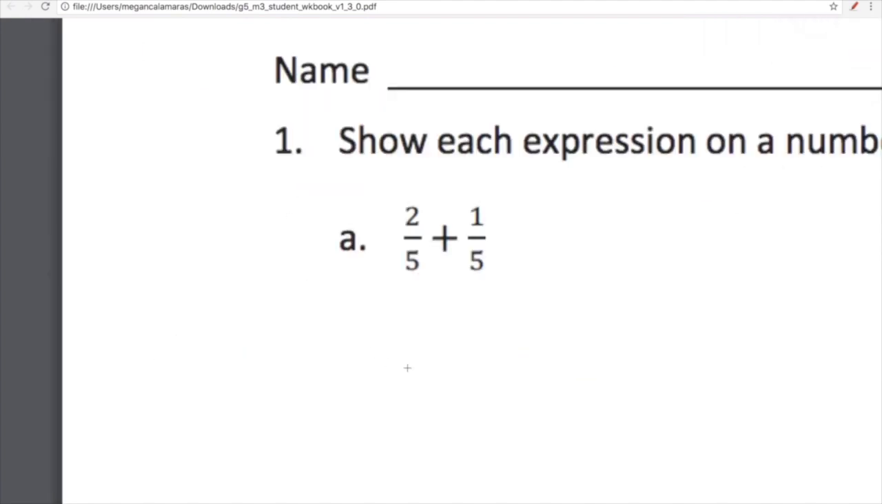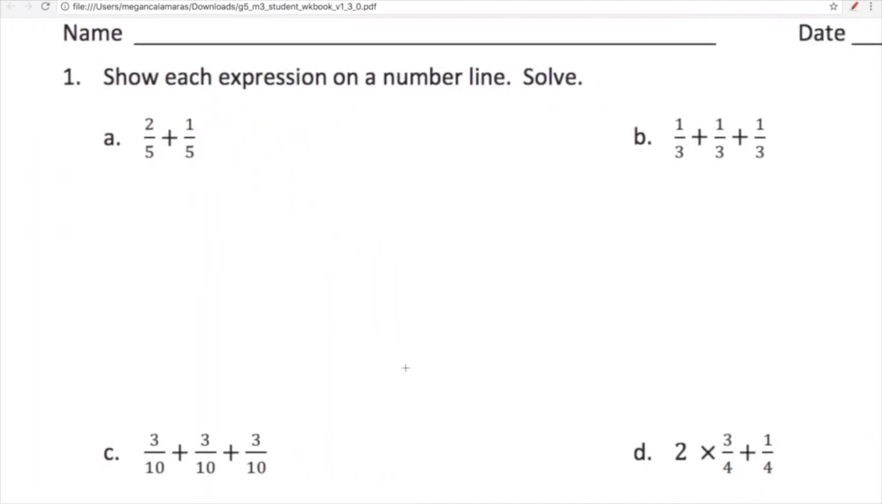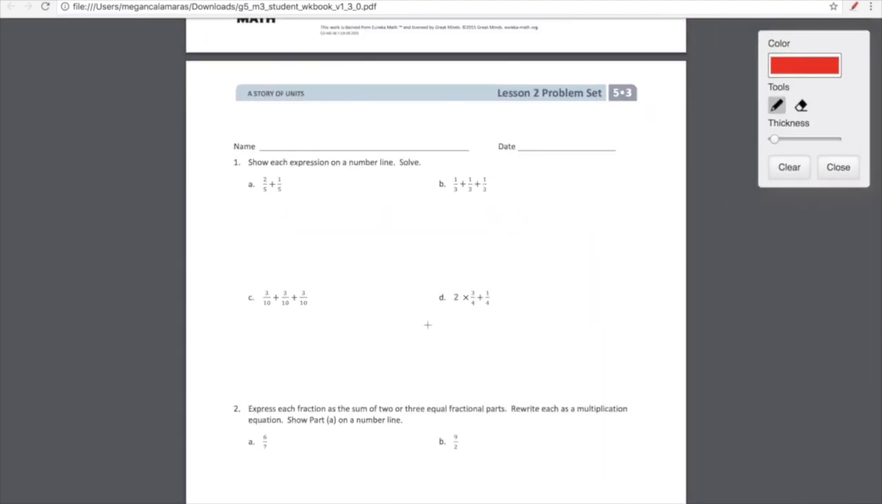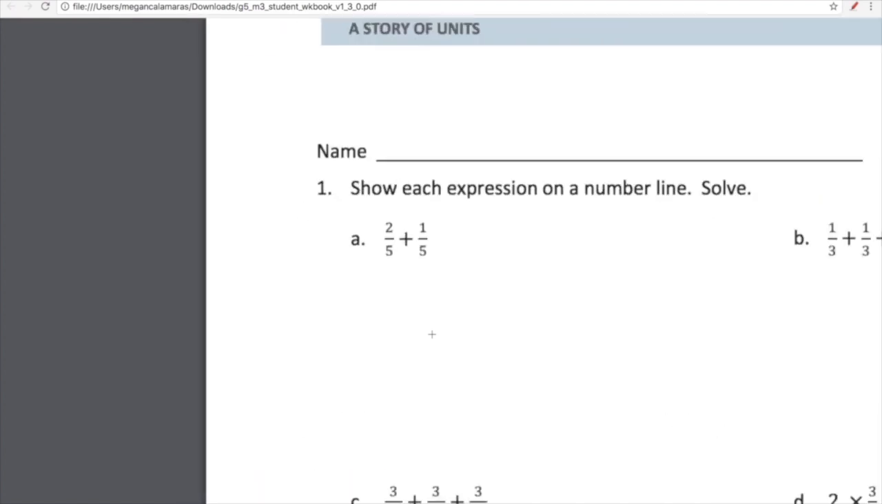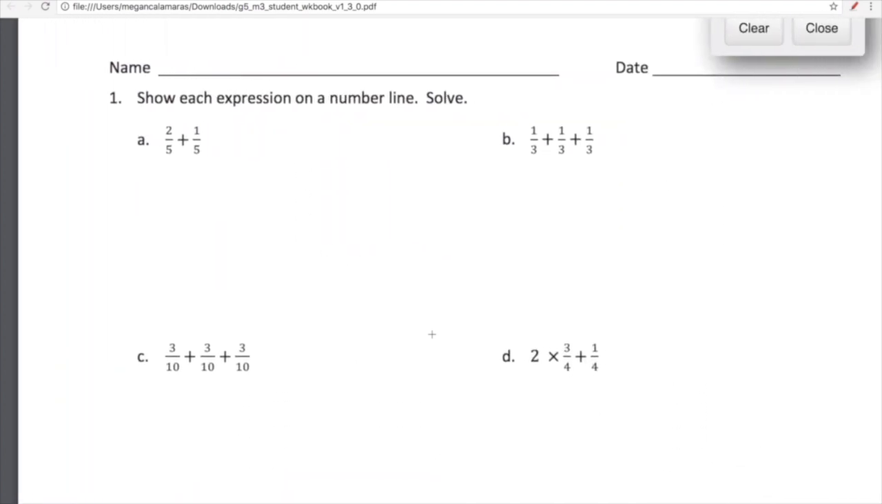So let's just do one more here. We're going to show each expression on the number line, and then we're going to solve. This one, D, actually is really interesting. So let's check D out. First, we're going to make our number line.